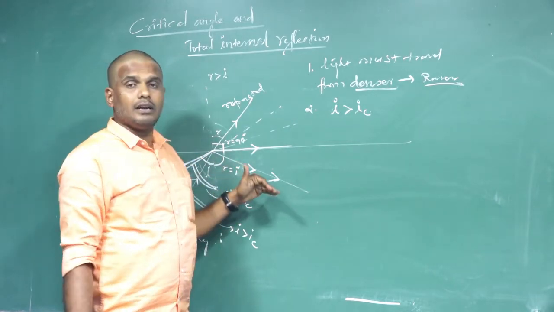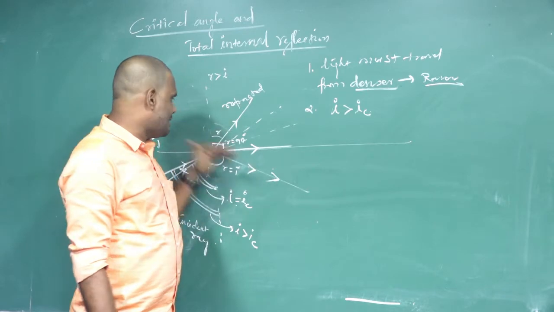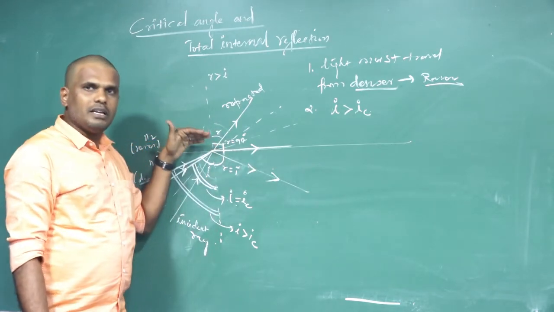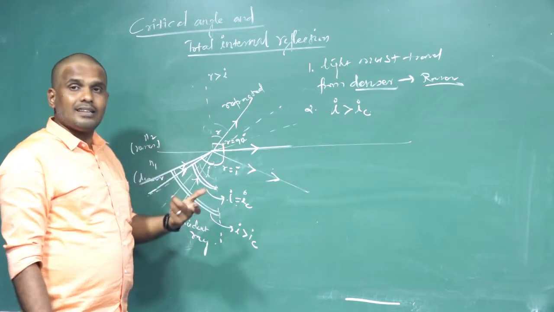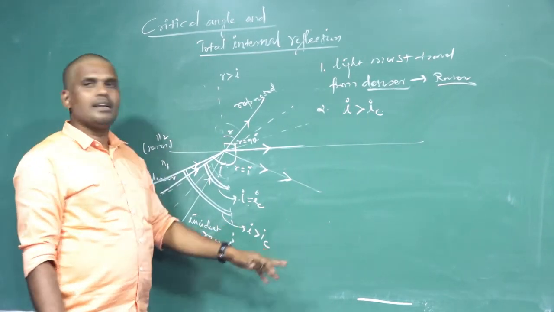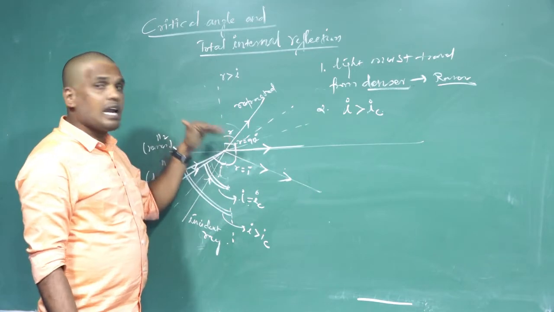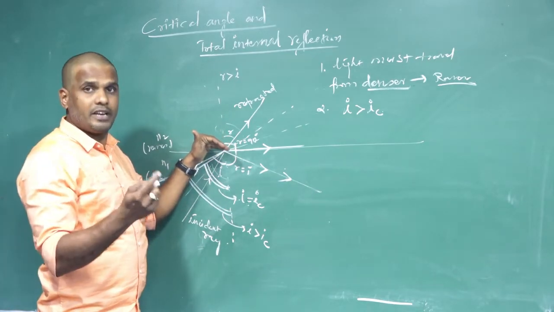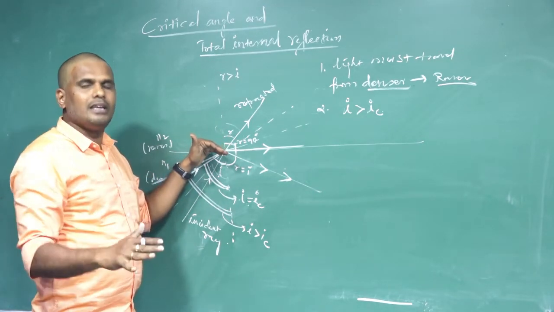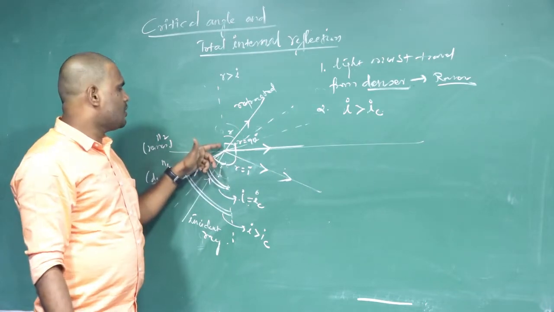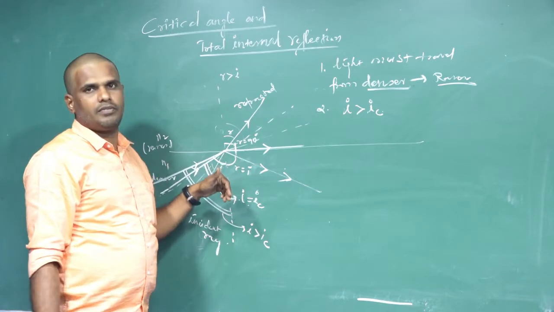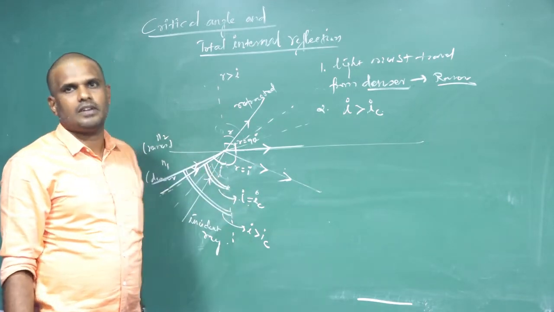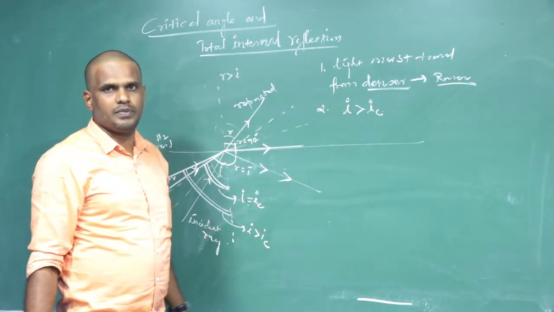So, when will total internal reflection take place? When the light radiation incident from the denser medium on the boundary is greater than the critical angle. If I is greater than critical angle, then there will be no refracted ray. There is only a reflected ray possible. So the light radiation will travel back into the same denser medium itself. We used to call it total internal reflection. These two conditions must be satisfied.